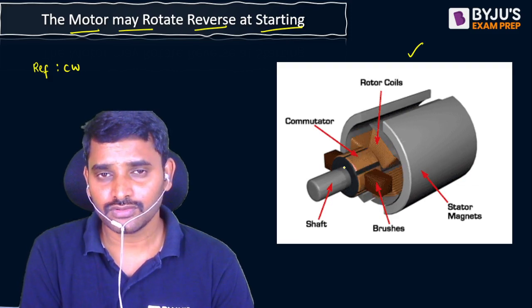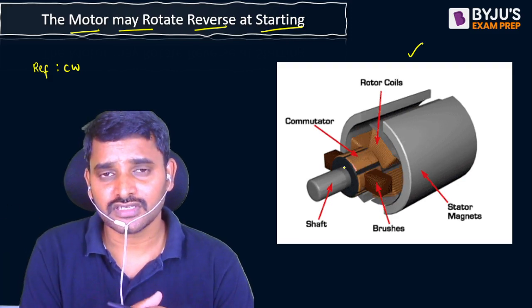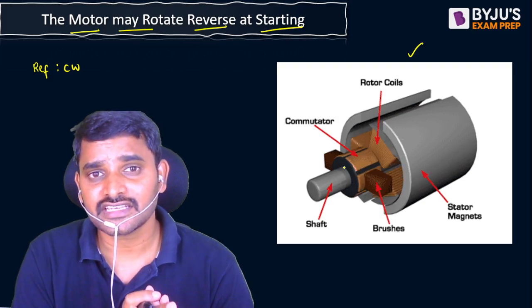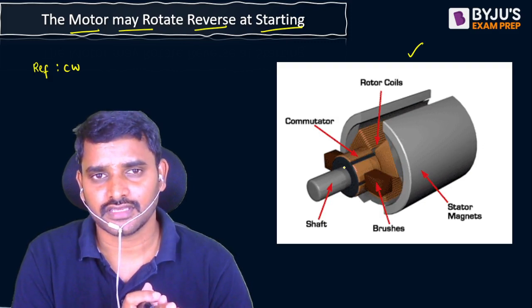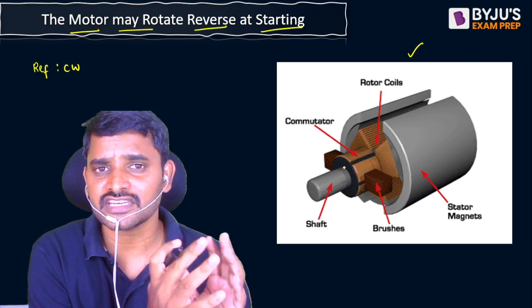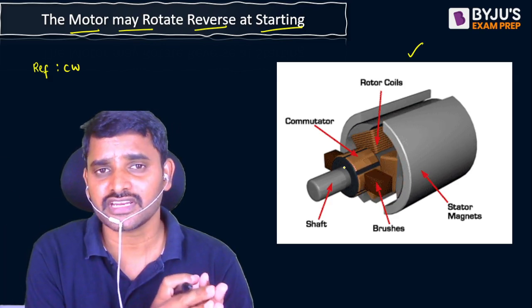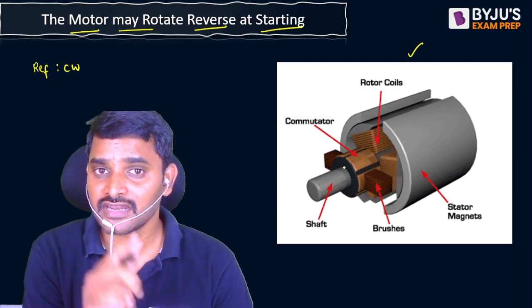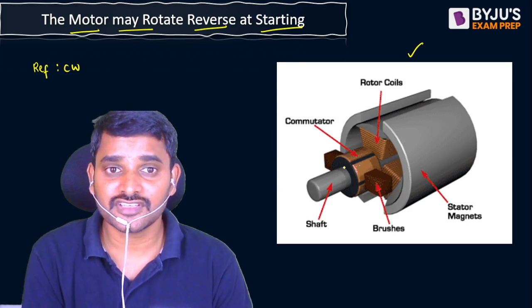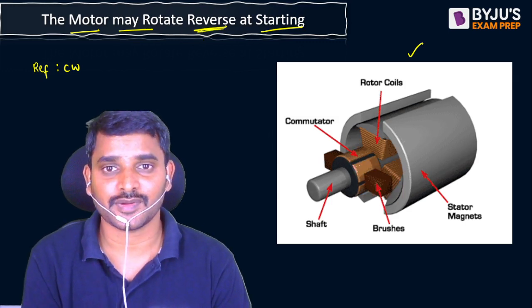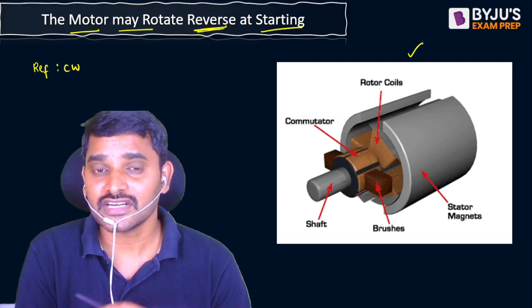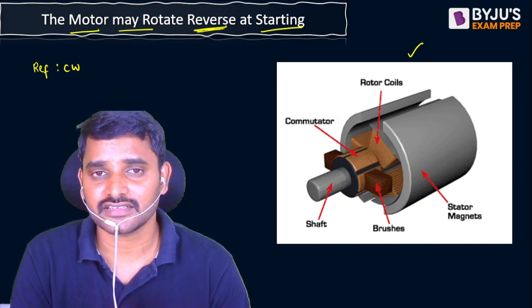Okay. Now, the moment when you switch on the motor, it must rotate in clockwise direction only. If any motor is designed to rotate in clockwise direction, every time you switch on the motor, it has to rotate in clockwise direction only. But there is one such motor which may rotate in reverse direction at the time of starting. Now let us discuss what is the reason behind the reverse direction at the time of starting.